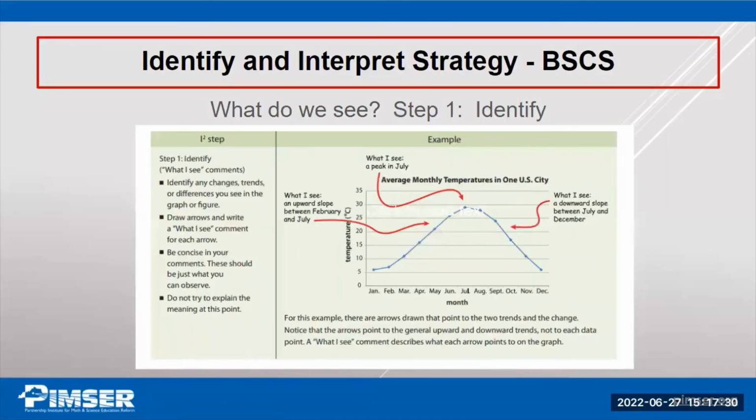Another strategy we'd like to share comes from BSCS Science Learning. This is called the I-squared strategy, identify and interpret. This strategy is in your resources, and we'll talk through it on the next few slides. If you find that your students are having difficulty making sense out of a set of data, many teachers I know have found this to be a real game changer and a great way to get students more adept at figuring out what data means.